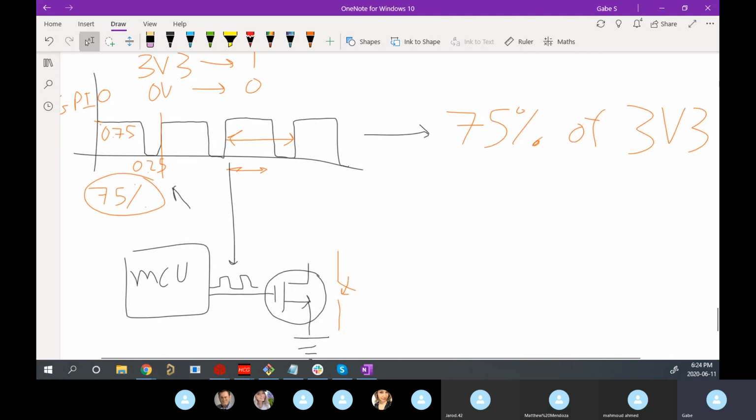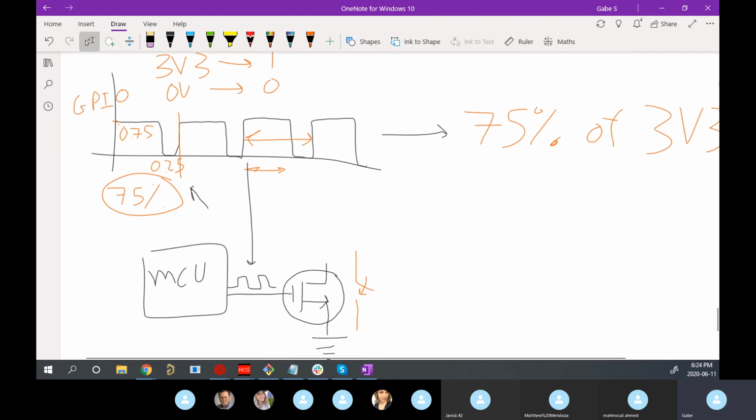So in this case, when we're sending a 1, we're closing the switch. When you send a 0, the switch opens up again. And what we can put here is maybe something like this.